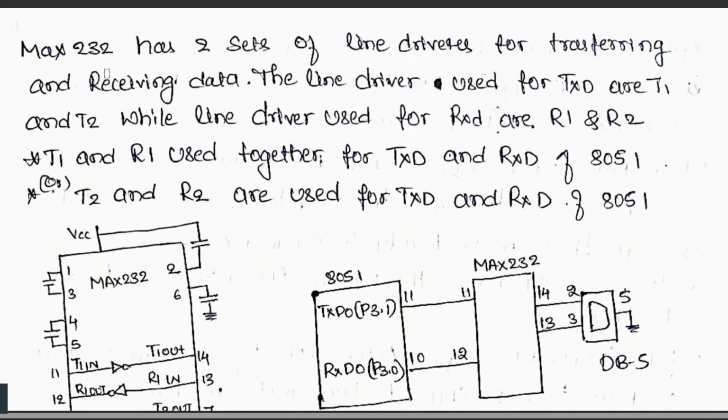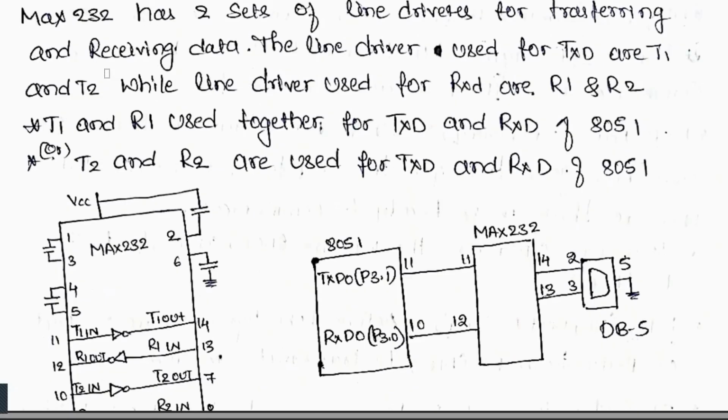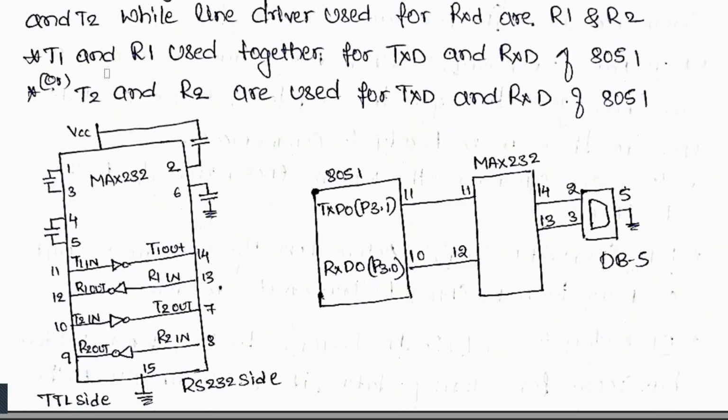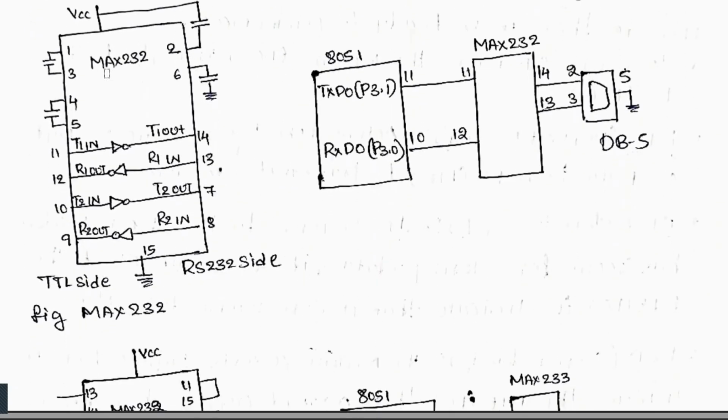So you can observe here, our MAX232 has two sets of line drivers for transferring and receiving data. The line drivers used for TXD are T1 and T2, while the line drivers used for RXD are R1 and R2. T1 and R1 are used together for TXD and RXD of 8051. R2 and T2 can also be used for TXD and RXD of 8051. This is how the connection is made.